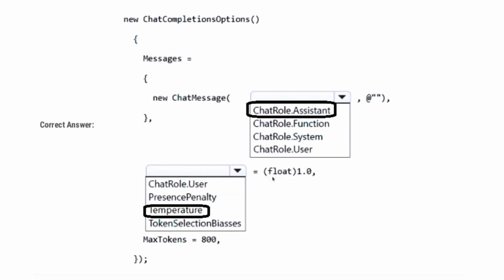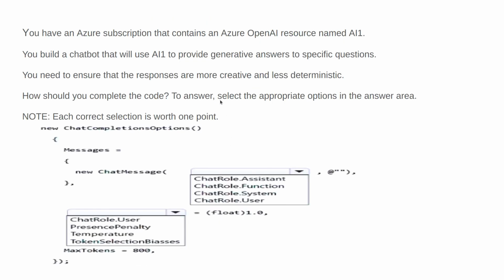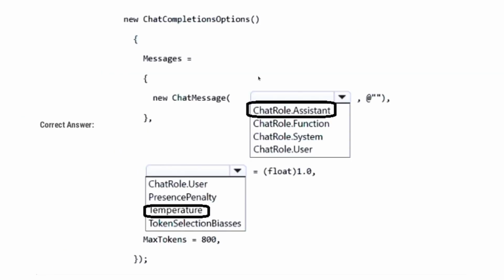And again, you know, when we need to deal with creativity and randomness, then we have a temperature, right? So the correct answer is this. Most of the questions are kind of common sense type questions, because you can see here there is a function, system, user, and assistant, and they have already asked you to create some kind of a question-answer thing. So you will create an assistant.